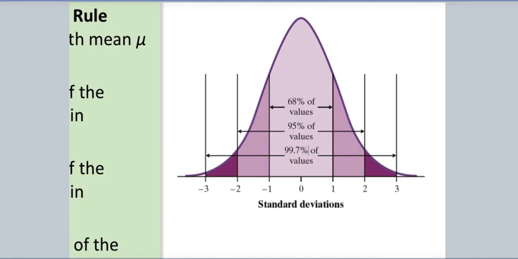Write that down, okay? Mu goes right here. So the mean is always in the middle. We always have 3 standard deviations to the right, and we always have 3 standard deviations to the left.